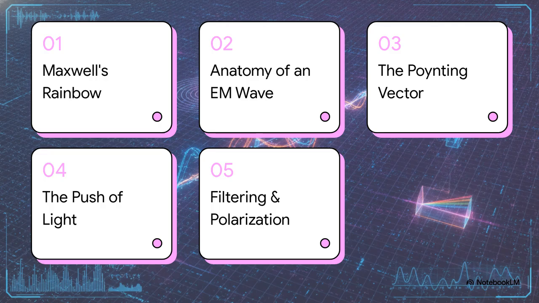Here is our system diagnostic menu for today. We'll be hitting 1. Maxwell's rainbow. 2. Anatomy of an EM wave. 3. The Poynting vector. 4. The push of light. And 5. Filtering with polarization.